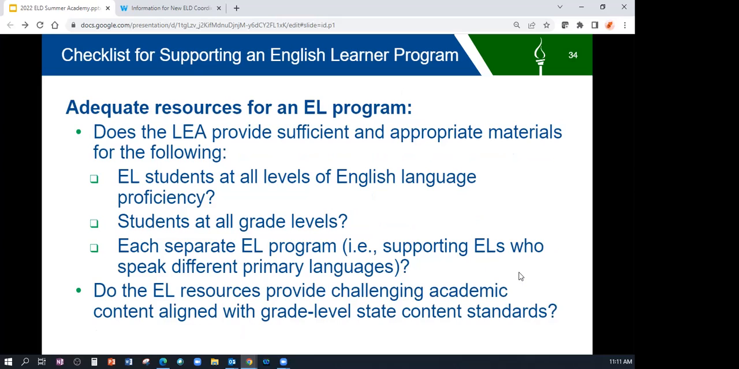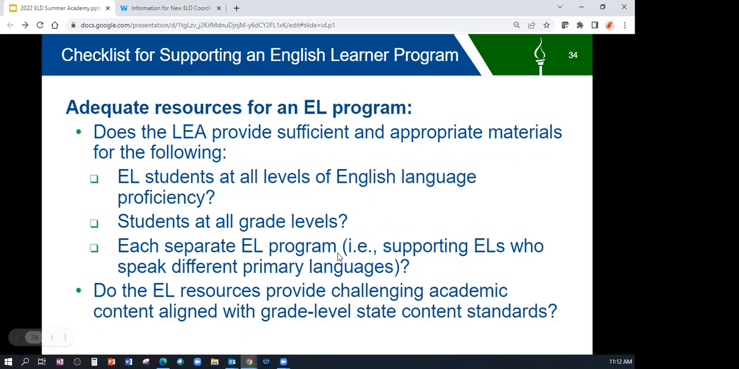And then adequate resources. Do they have sufficient and appropriate materials for the proficiency levels for all grade levels, for each EL program, whether it be pull out, push in, a resource room? Have you provided the materials needed, which includes a space to hold those classes?